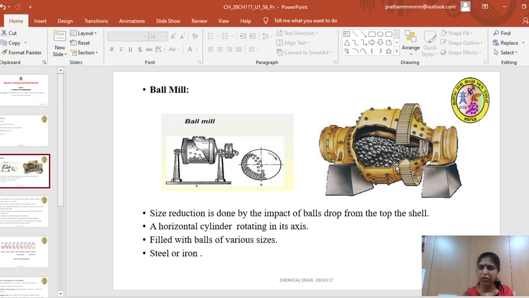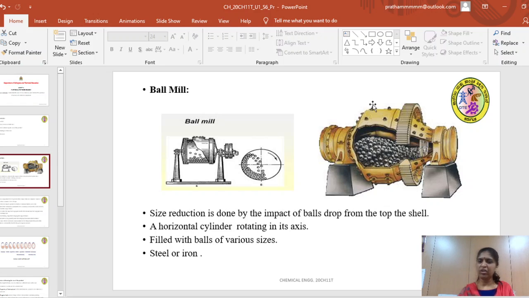You can see the number of balls here, which occupy about 30 to 50% of the volume of the mill. You can see the balls of various sizes, which are usually made up of cast iron, so that it can withstand the abrasion, or manganese material, so that it can withstand the abrasion during the crushing size reduction action. Here you can see the big size balls and the small size balls, and it is usually a mix of various sizes of the balls. The mill is filled with the balls of various sizes.